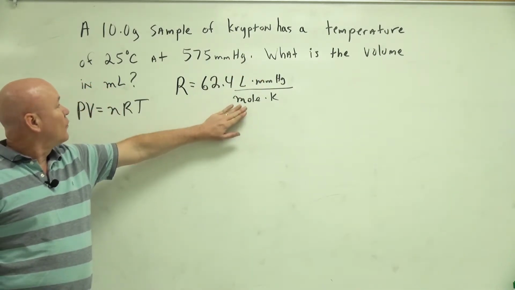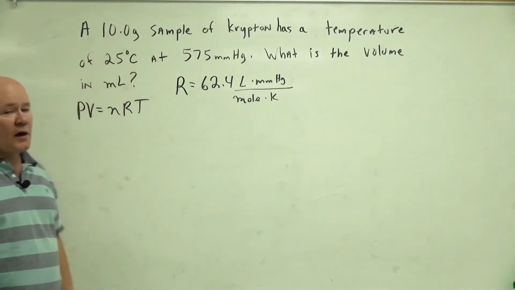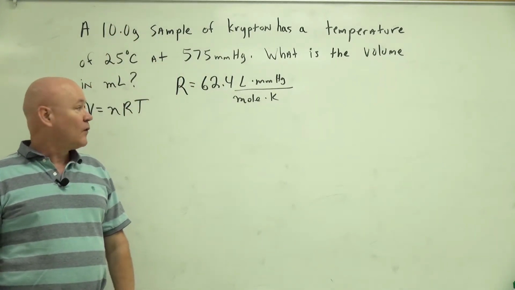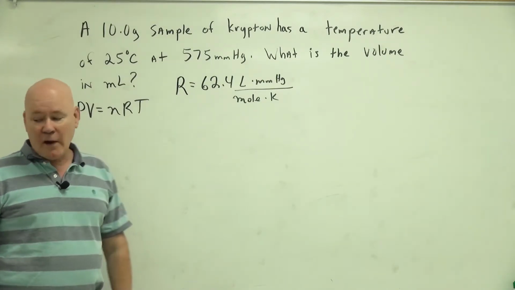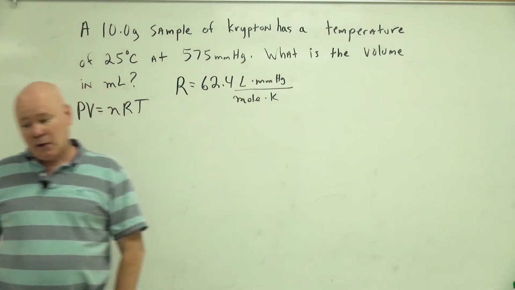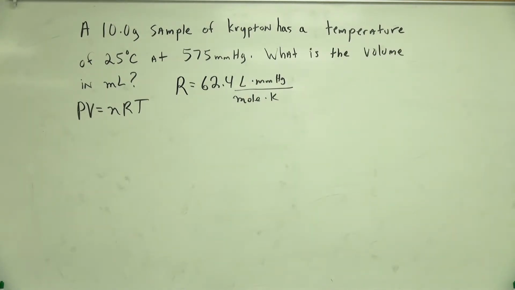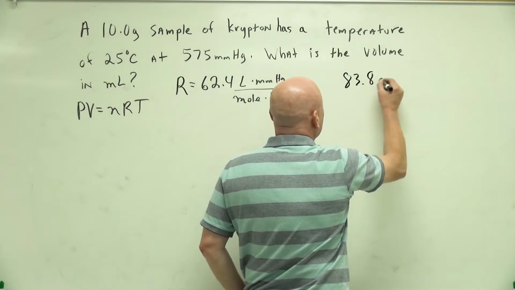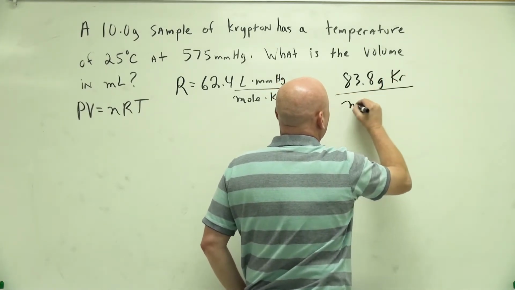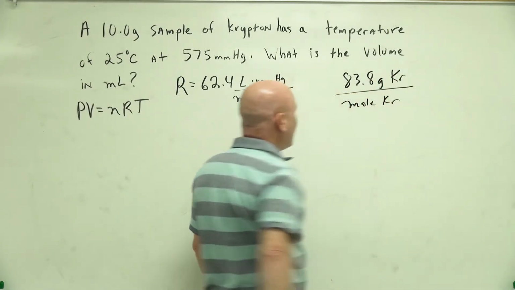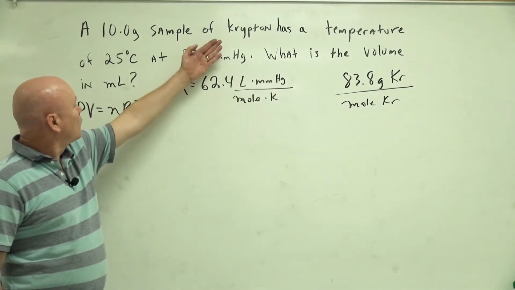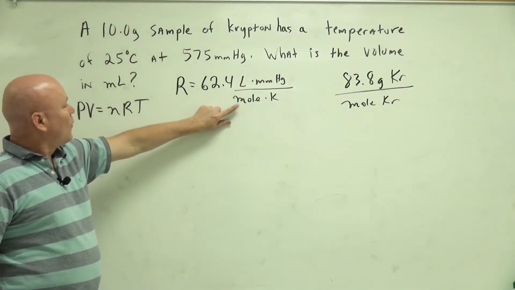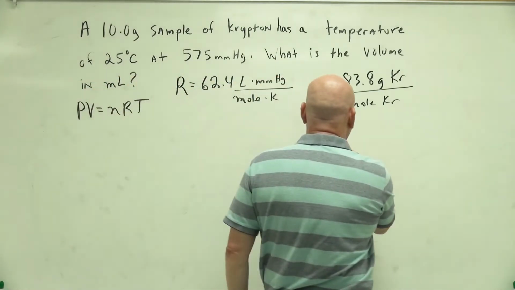We look down here and we see moles. I don't see moles, I see grams. Anytime I see grams, I know I'm going to need the molar mass, and so we need the molar mass of krypton. Krypton's molar mass is 83.8 grams per mole. 83.8 grams krypton for every mole krypton, and we're going to use our molar mass of krypton to find the number of moles, which is what we need here. And so let's go ahead and do that.